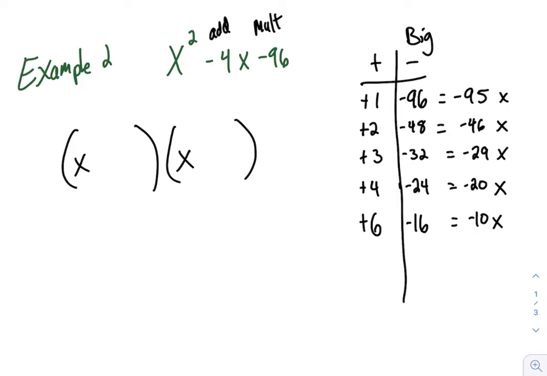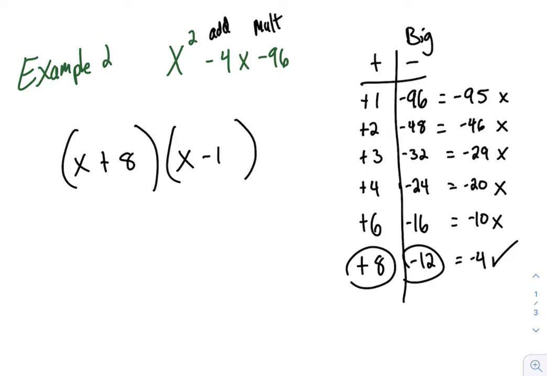7 is not a factor. 8, so 8 is a factor because when we used 4, it still had a factor of 2. So we know it definitely has 3 2's in there. So we have a plus 8 and a negative 12, which is negative 4, and exactly what we were looking for. So plus 8 and negative 12.